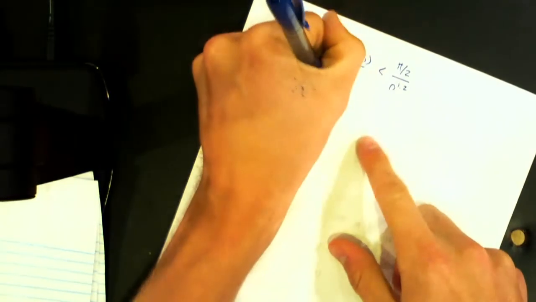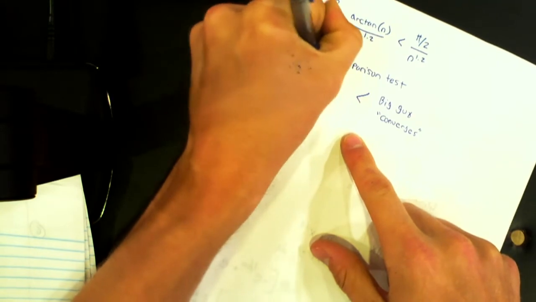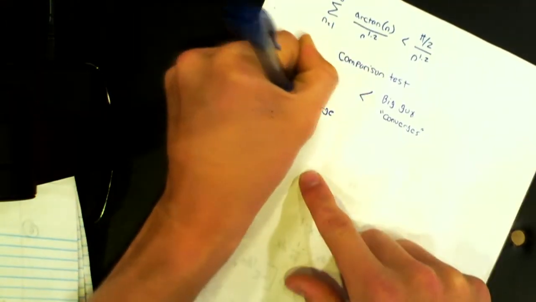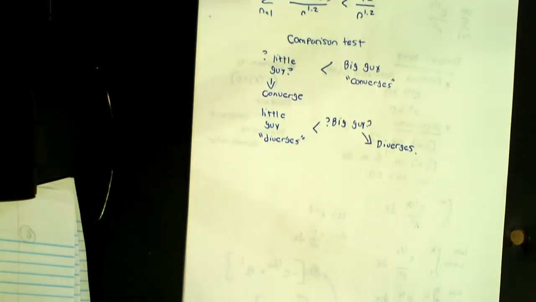Yeah. So in the comparison test, if the big guy converges, then the little guy, which we don't know about, will also converge. Writing that the other way, the quotation marks just mean that we know this, like it diverges. So the big guy, we don't know, but because of this comparison, that implies it diverges. Okay, so that's the rule for big guy, little guy.